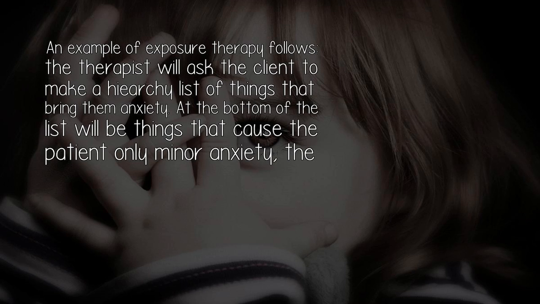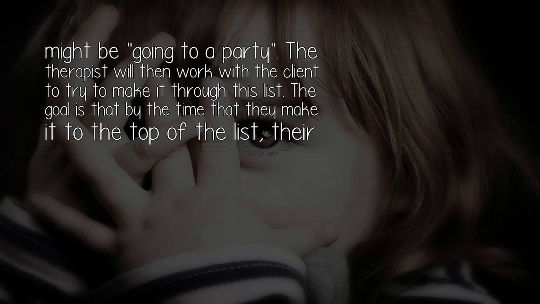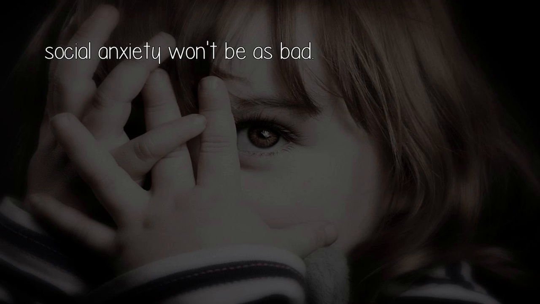The therapist will ask the client to make a hierarchy list of things that bring them anxiety. At the bottom of the list will be things that cause the patient only minor anxiety, the middle items will cause moderate anxiety, and the top items will be events that cause a lot of distress. For example, at the very bottom of the list may be talking on the phone, while at the very top there might be going to a party. The therapist will then work with the client to try to make it through this list. The goal is that by the time they make it to the top of the list, their social anxiety won't be as bad.